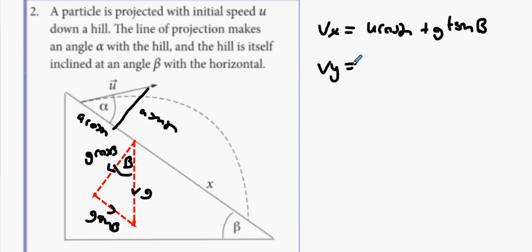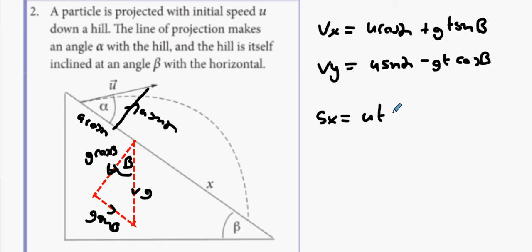Phi y is business as usual. Cian, what do you get for phi y? No. Gravity is always acting downwards. So see the direction of G cos B. G cos B is going downwards, but U sine A is going upwards. So they have to be opposing forces or opposing motions. Yeah, exactly.